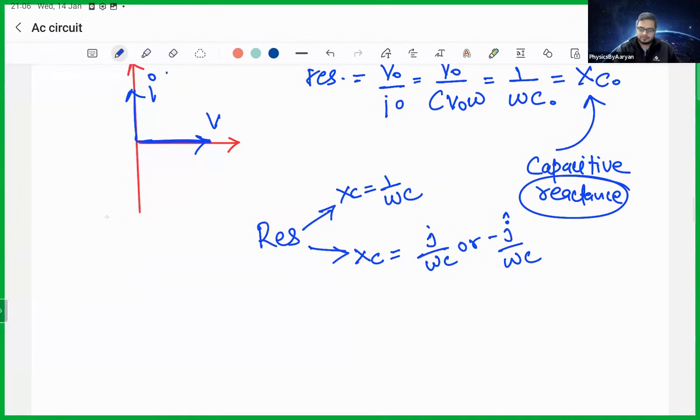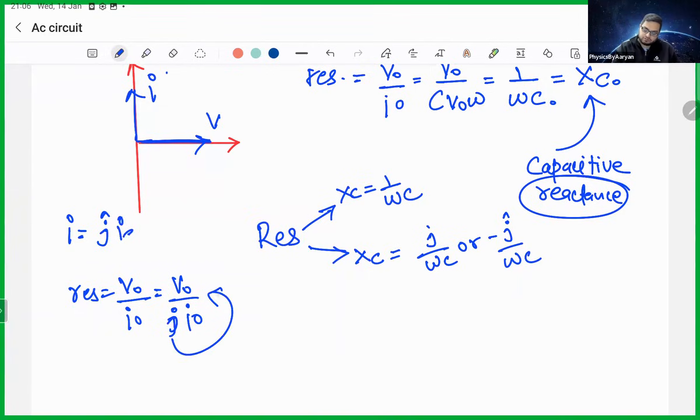Someone needs help, let me help them. Now the current is written as plus j V naught, and then the resistance becomes V naught by I naught, which is V naught by j times V naught, or whatever I naught, whatever you want to call it. Now the j was in the numerator. If it goes to the denominator, and then comes back to the numerator, it becomes minus j. That is why you should use this formula. So it is minus j by omega C.